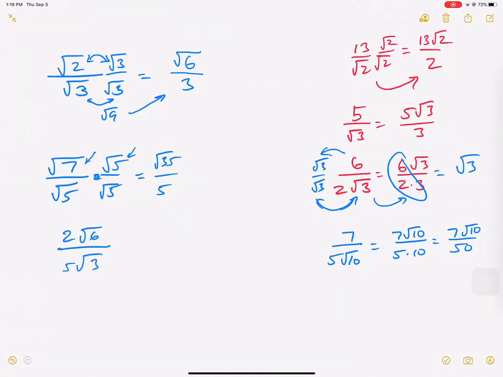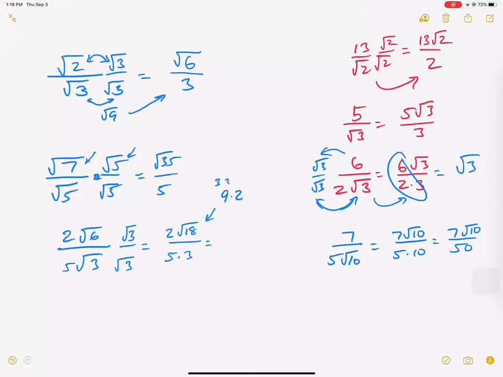Okay, so if I multiply just by the square root, you could do a 5. It would just be more work for no reason. This would be 2 square root of 18 over 5 times 3. Well, I could simplify square root of 18. What numbers make up 18? 9 and 2. Can I take a square root of 9 or 2?